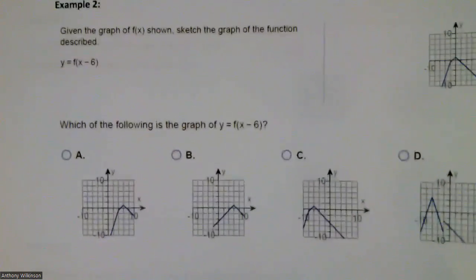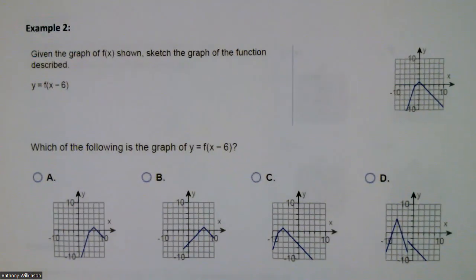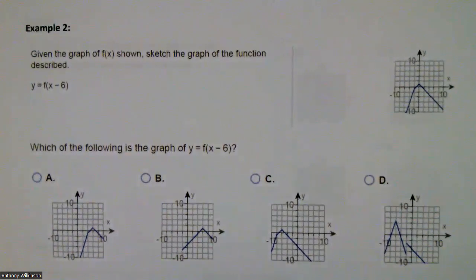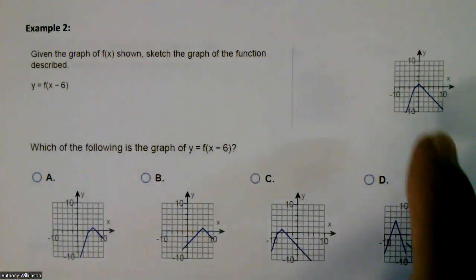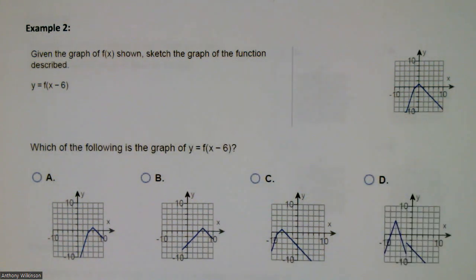Okay, now example 2 is this. Here we got y equal f of, in parentheses, x minus 6. Here's the graph of f of x. We want to sketch the graph of the function described. And in this case, we're just going to choose which one it is.